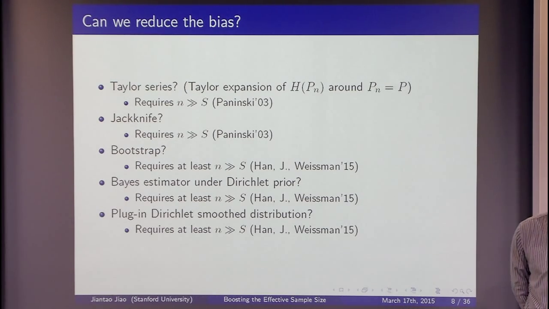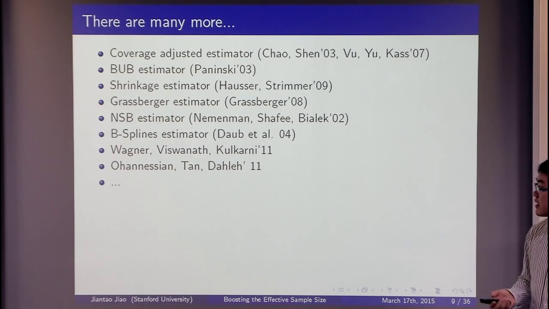I still don't give up. I thought of another idea: what if I first use the Dirichlet prior to smooth the distribution, so-called Laplace smoothing? Then I plug in the entropy functional, and we show it also does not work. It's really bad. Actually, there are many more in the literature. I'm not exhausting all of them.